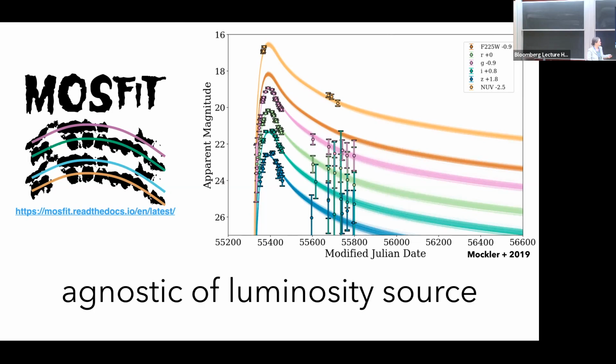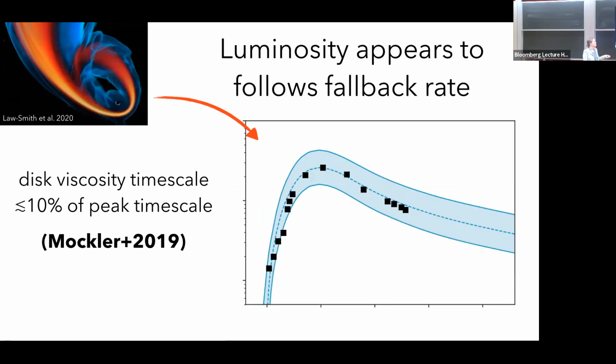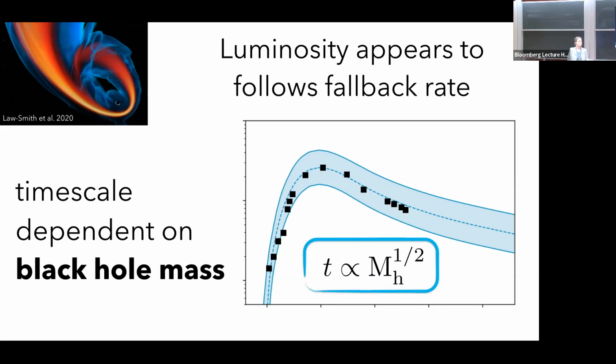And what we found through this modeling is it seems like for the most part, the luminosity is following the fallback rate. And noticeably at early times, if there is a disk, the viscous timescale is relatively small, smaller than the peak timescale. So basically the dominant timescale here is coming from the fallback rate and not from a disk. And so this is great when modeling the evolution of the light curve because it means that the light curve evolution is dependent on the black hole mass. And this is just the relation I showed earlier.